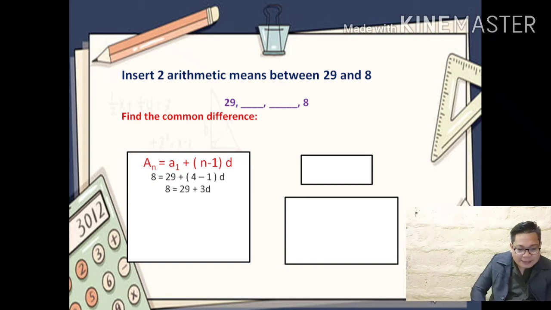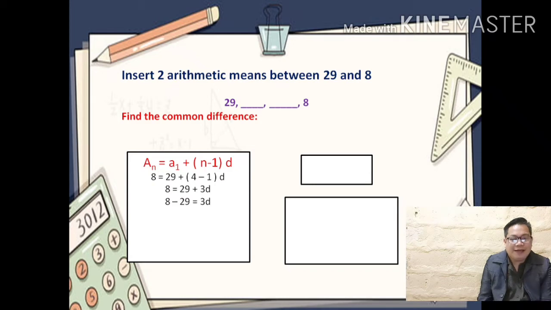Okay, so anong gagawin natin kapag ganito ang equation? Ililipat natin yung 29 sa kabila at papalitan natin ng sign. Yun yung pinakamabilis na paraan na ginagawa natin. Pero ang tama dito ay subtraction property na nag-subtract tayo ng 29 sa right and left member ng equation. Pero yun nga yung mabilis nating ginagawang paraan. Lipat lang natin, transpose natin yung 29, then change the sign. So 8 minus 29 equals 3d. Then 8 minus 29 is negative 21 equals 3d.